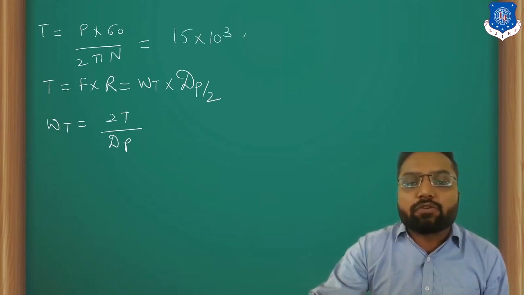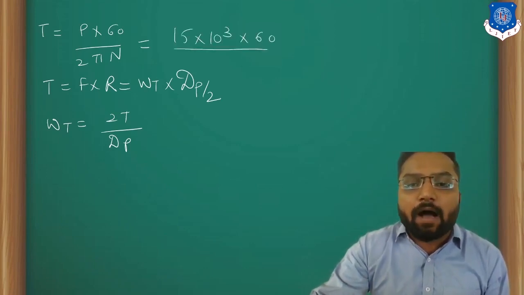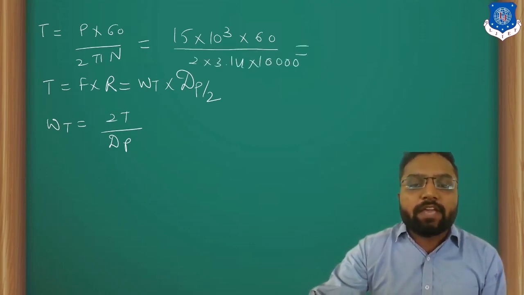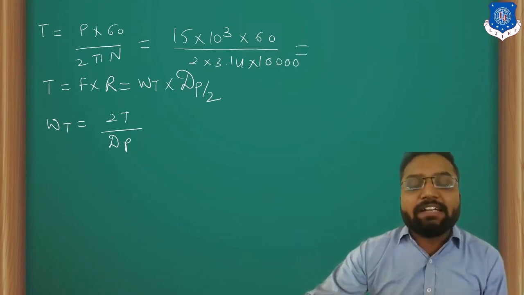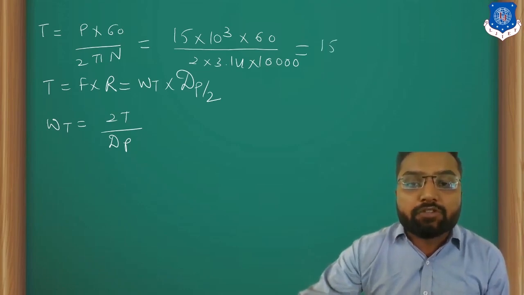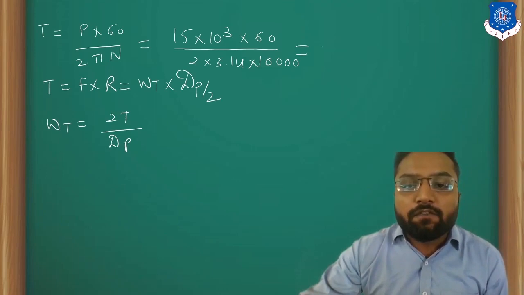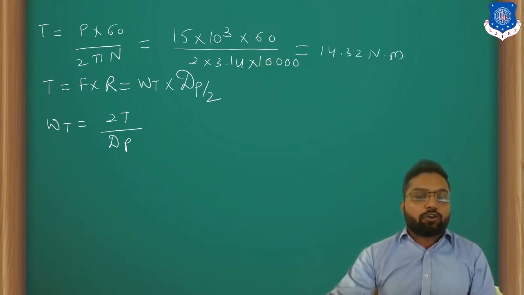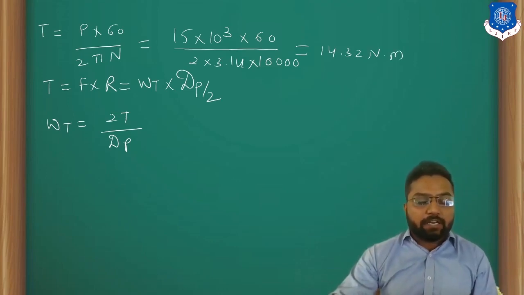So 15 into 10 raised to 3 into 60 divided by 2 into 3.14 into 10,000. Here we are going to consider the torque in terms of Newton into meter. So it is 14.32 Newton into meter. So our torque is going to be 14.32 Newton into meter. Clear? So depending on that, we can find this Wt.